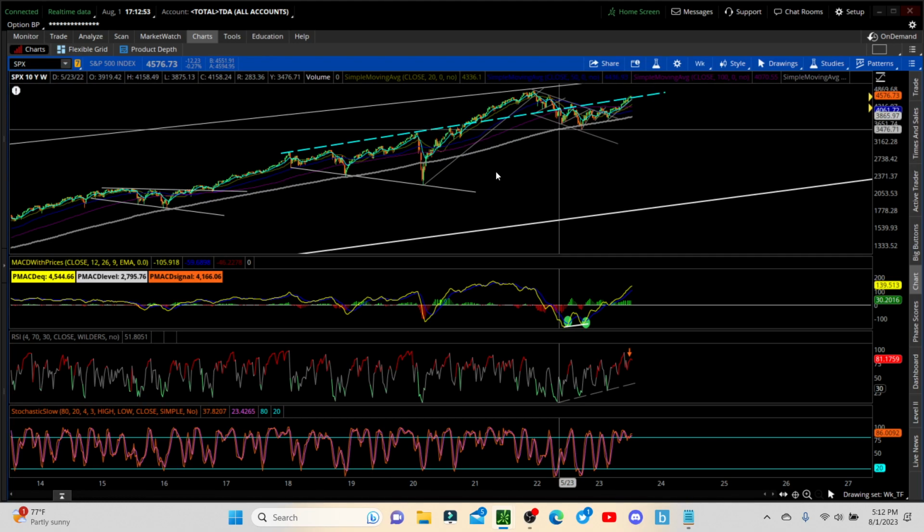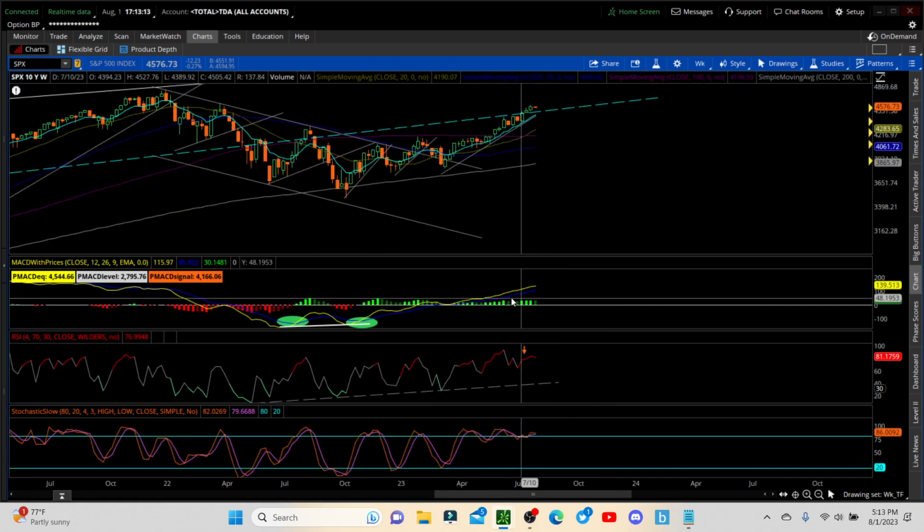And so we're already looking at our histogram on the weekly time frame. We're looking at the histogram, and it's just now starting to peak. We have negative divergence on the RSI.